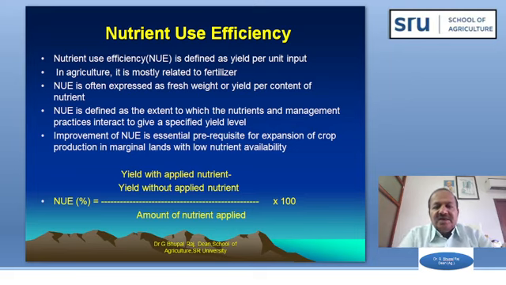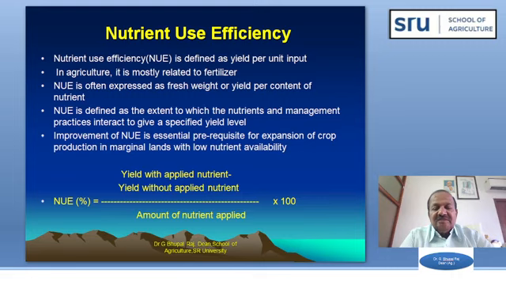As I said, nutrient use efficiency is defined as yield per unit input. In agriculture, it is related to fertilizer only. Nutrient use efficiency is often expressed as fresh weight or yield per content of the nutrient. It is defined as the extent to which the nutrients and management practices interact to give a specified yield level. Improvement of nutrient use efficiency is very essential, and it is a prerequisite for expansion of crop production in marginal lands with low nutrient availability.